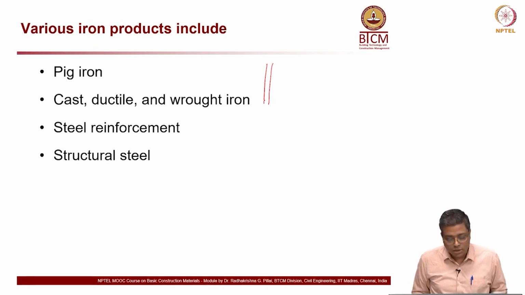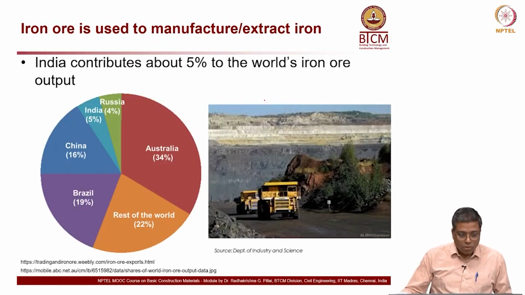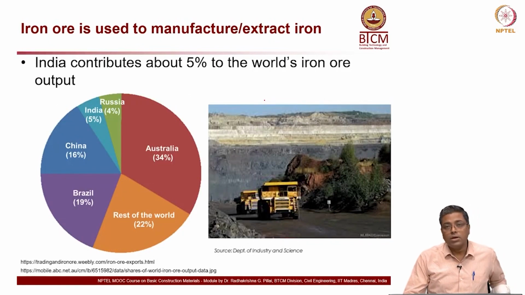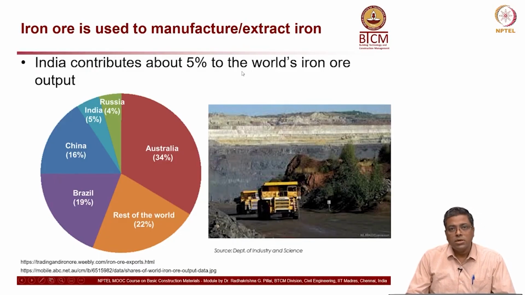Steel is essentially made of iron with some other materials. Iron ore is used to manufacture iron. The iron ore used is hematite, and India contributes about 5% to the world's iron ore output.